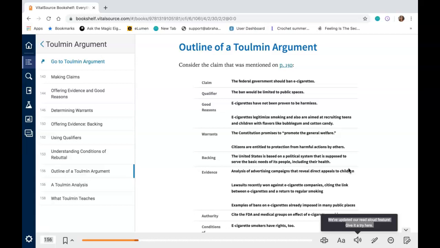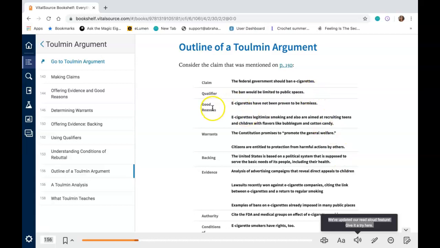So when they're talking about the ban of e-cigarettes, they're not saying that you should stop using them altogether, but limiting them to public access. So that's a qualifier. So here we're just talking about banning them in public access. That doesn't mean that people can't have them in their own private use. E-cigarettes have not been proven to be harmless. E-cigarettes legitimize smoking and are also aimed at recruiting teens and children with flavors like bubblegum and cotton candy.